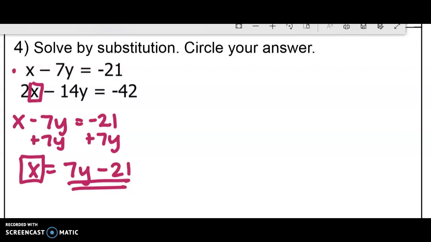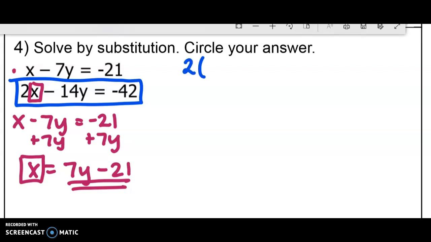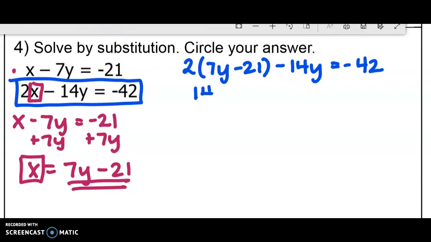So I'm going to rewrite this second equation right here. But instead of x, I'm going to write 7y minus 21. So we have 2 times, but instead of x, 7y minus 21, minus 14y equals negative 42. So 2 times 7y is 14y. 2 times negative 21 is negative 42.